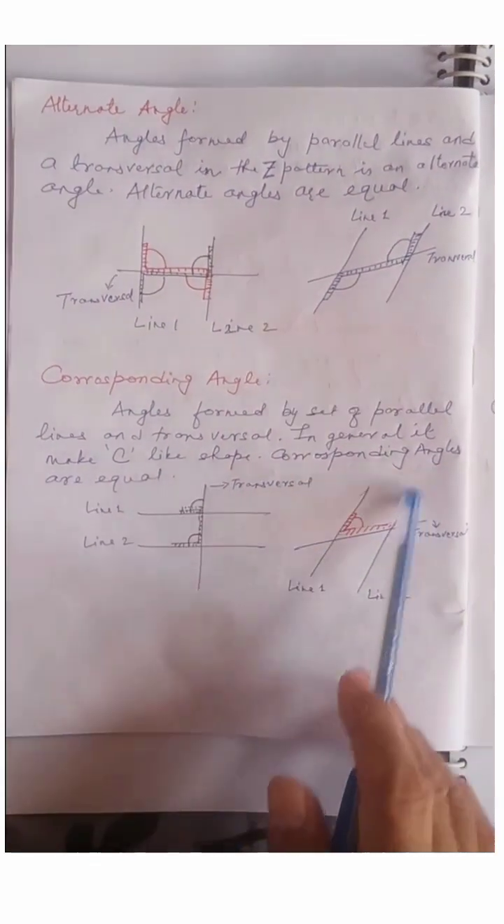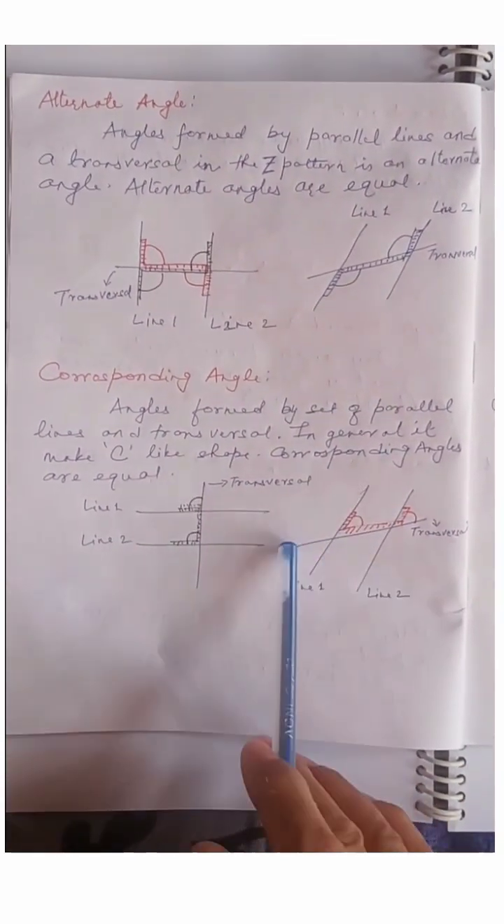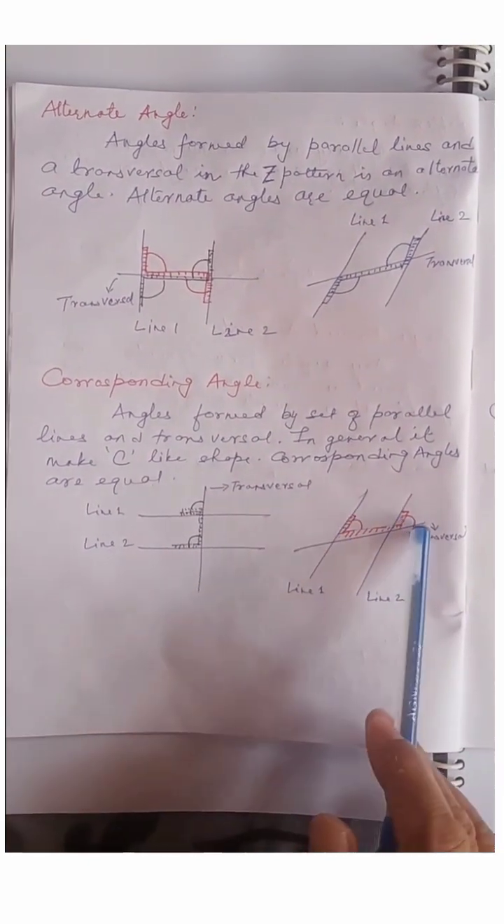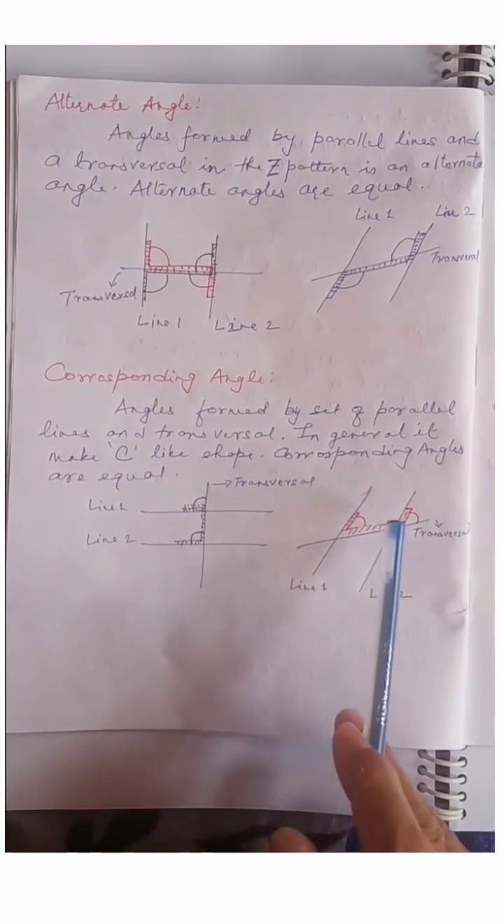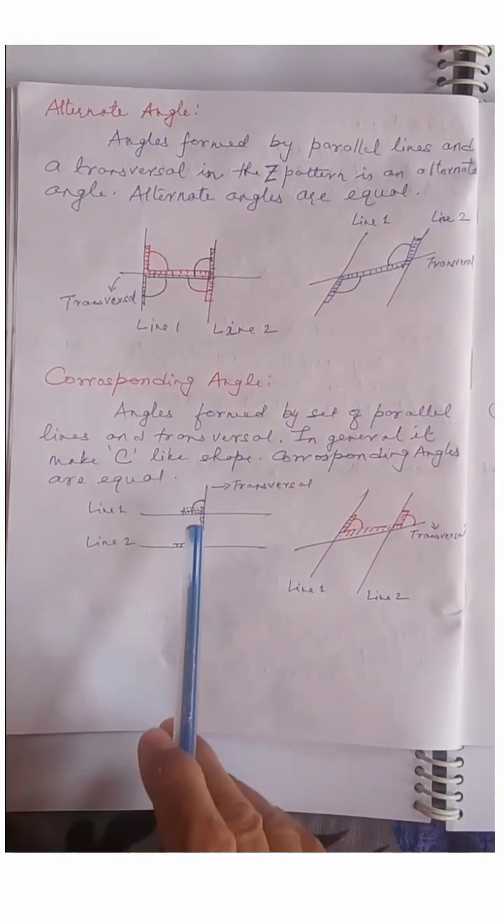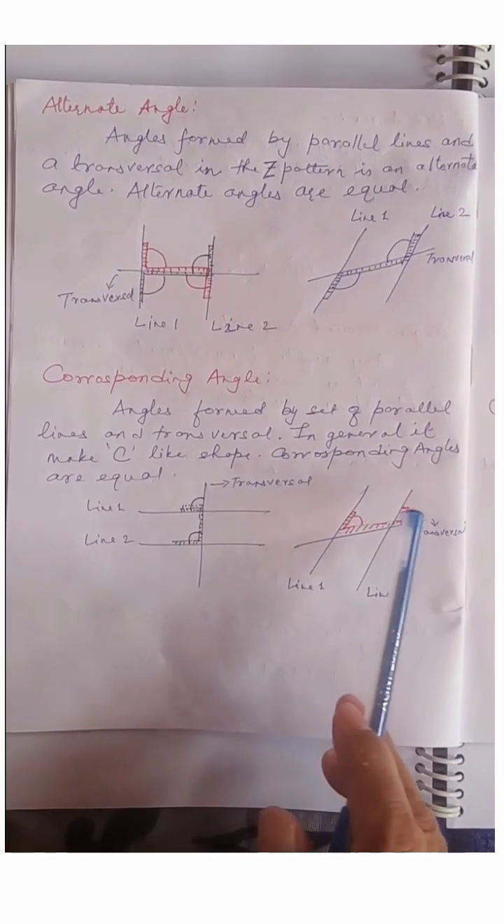Similarly, in another orientation, this is line 1 and line 2 with a transversal, and a C-shape angle is being formed, so these angles are corresponding to each other. So we can say this angle is equal to this angle and this angle is equal to this angle.